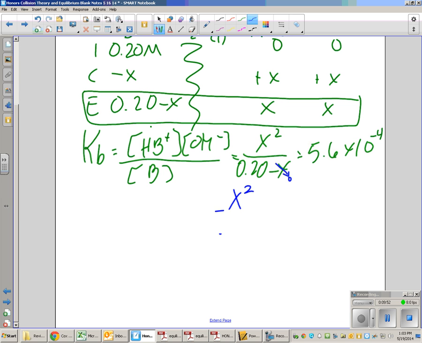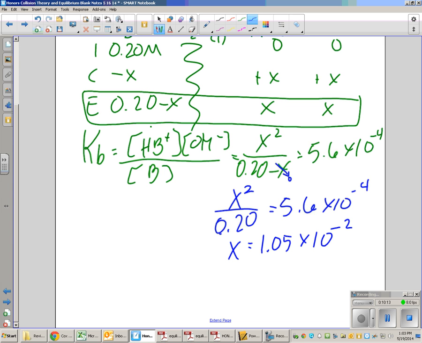So then we simplify: X squared over 0.20 is equal to 5.6 times 10 to the negative 4th. How do I solve for X? That times 0.2, then the square root of that. This is the answer. Say it again. Oh, you want that? The answer, yeah, 1.05.